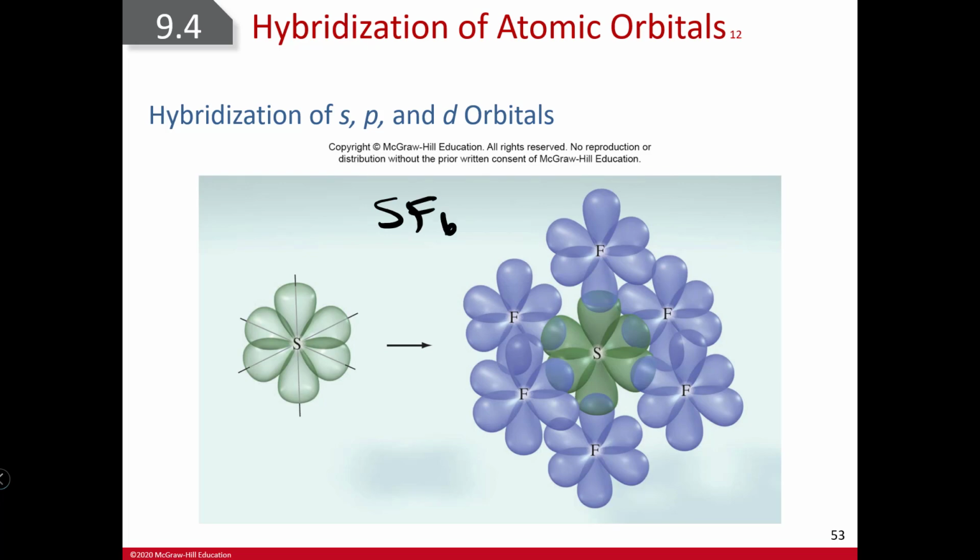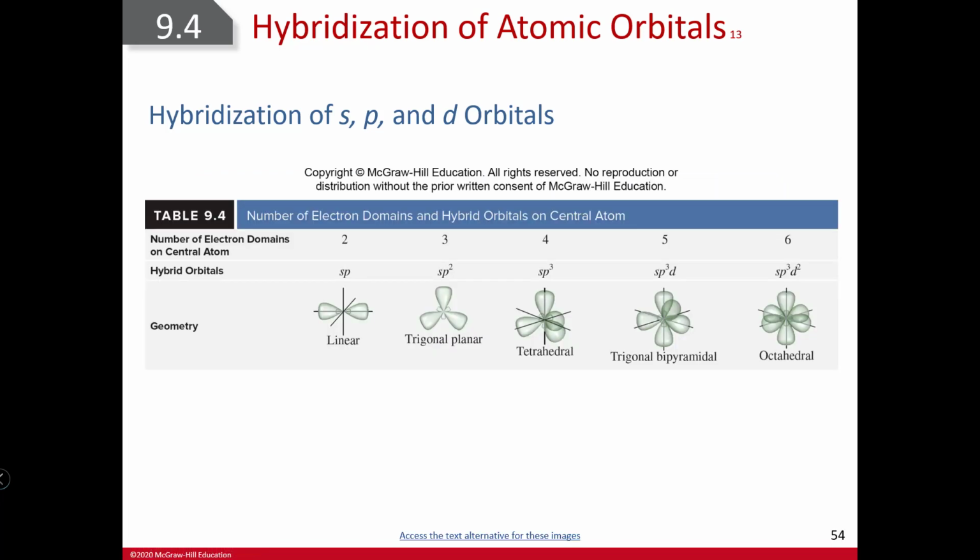All right. So in summary, this is what you have to memorize. If it's linear, it's sp. You have 2 electron domains, linear, AX2.